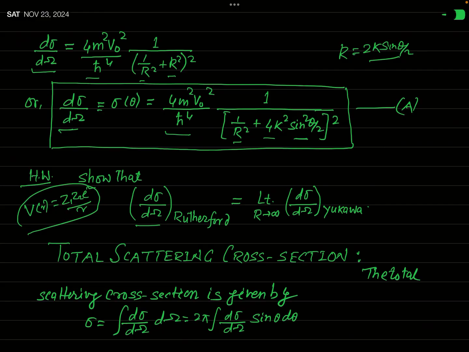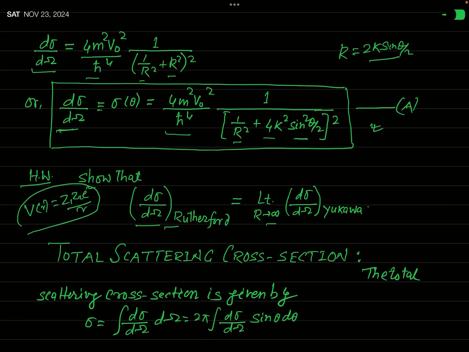Then, find the differential scattering cross section for the Yukawa potential under the limiting condition R tending towards infinity. You will see this result defined in equation A becomes identical to the differential scattering cross section obtained in the case of Rutherford scattering. I have not done the algebra here. This is just a homework for you. You can try it. Okay?